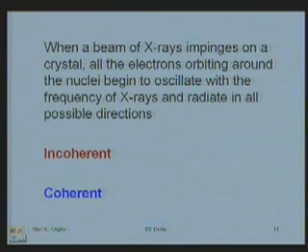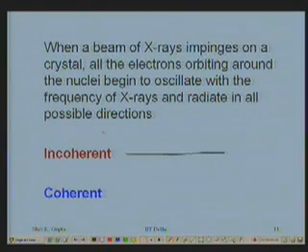But in most directions, these radiations come out in an incoherent fashion. What is the meaning of incoherent fashion? Let us say one oscillator gives out radiation in this direction like this. There is another one which gives out radiation like this. There is a third one which gives out like this, and so on and so forth.